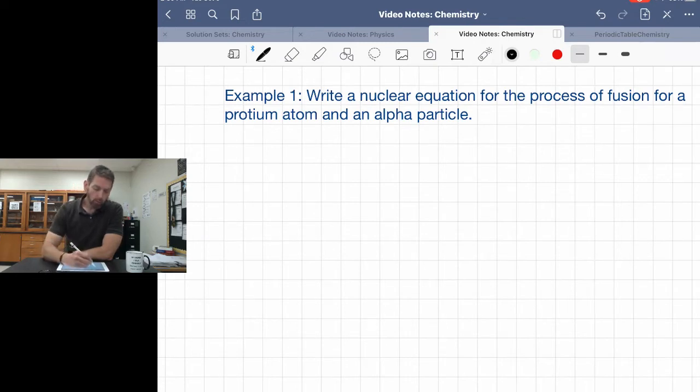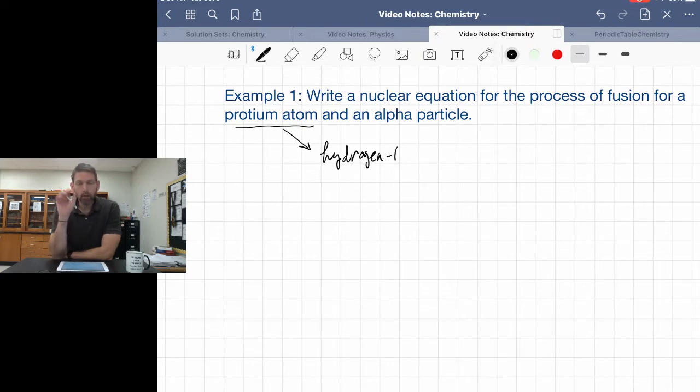Well, first and foremost, we need to know what a protium atom is. So protium is basically hydrogen-1. So there are various isotopes of hydrogen, and what you find on the periodic table is oftentimes referred to as protium. So we have a protium atom, so let's use our isotope notation, so that would be 1/1, correct? And then an alpha particle.